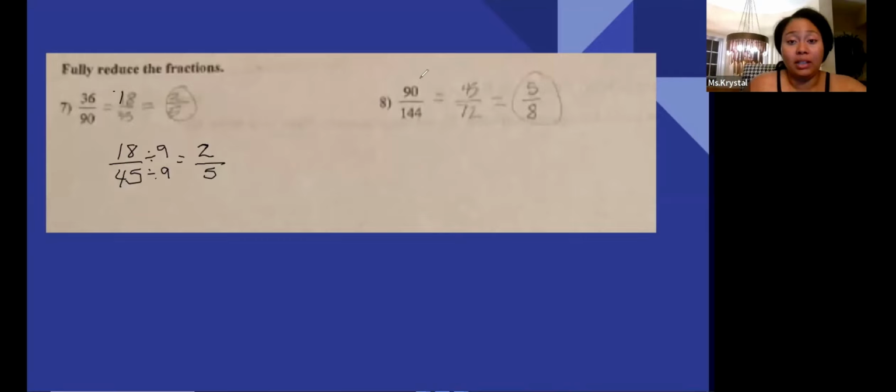And the way that you can think about that is 5 times 9 gets you 45. Okay, so let's look at this next problem, number 8. Oh, sorry, I didn't circle that. Final answer, 2 fifths. Okay, the next one is 90 over 144.